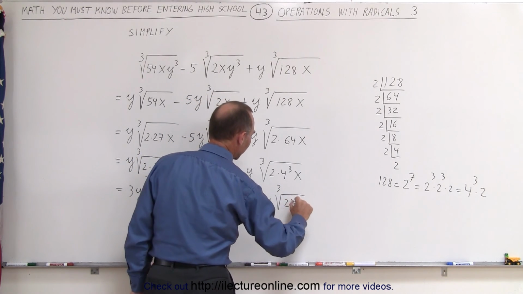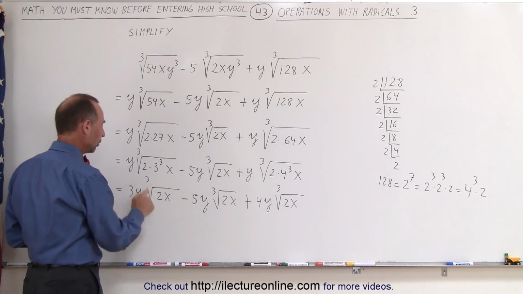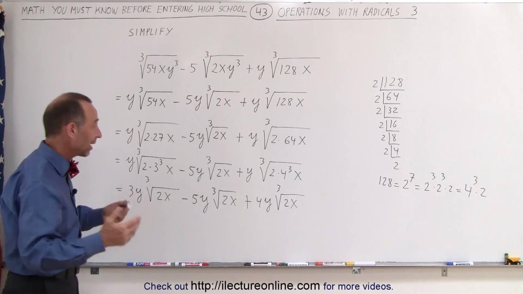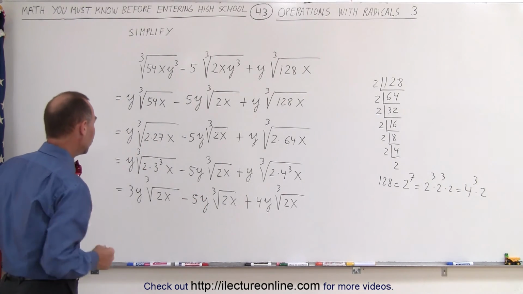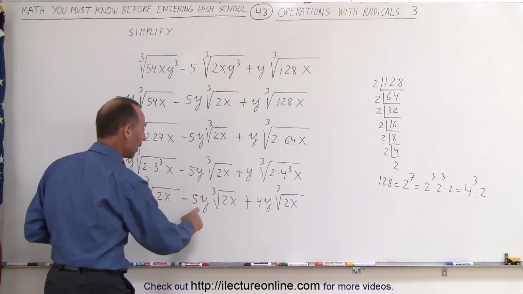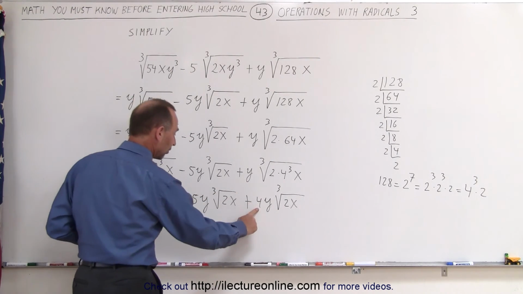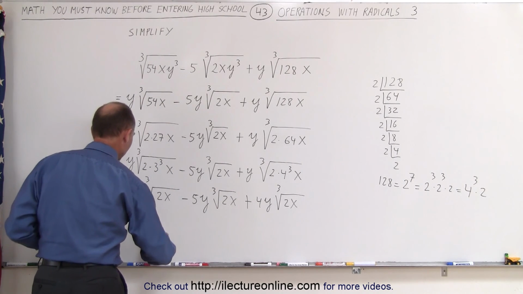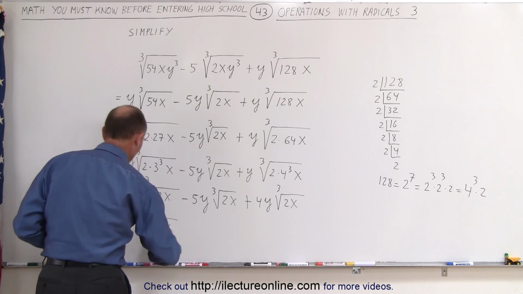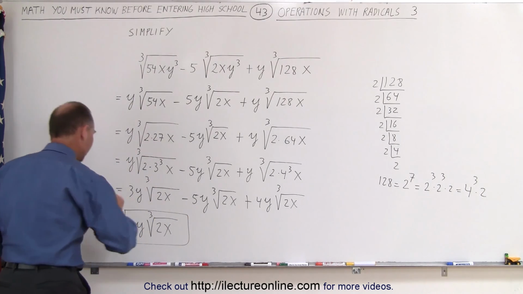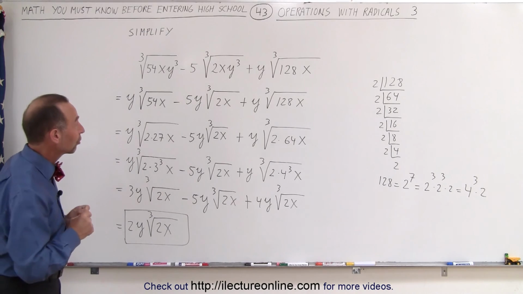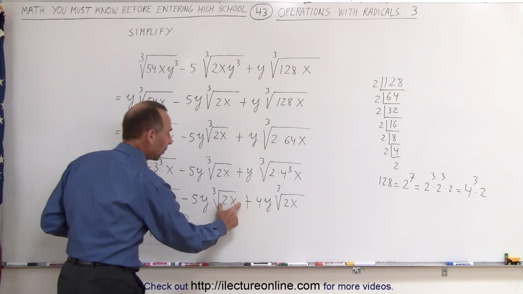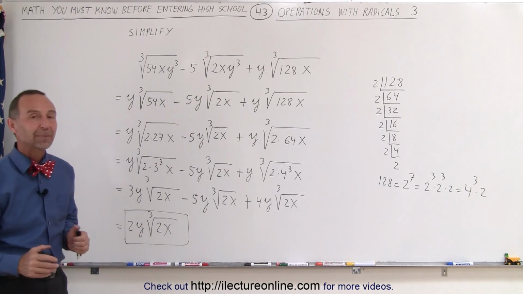Now notice we have the cube root of 2x, the cube root of 2x, and the cube root of 2x, which means we have the same radical, and we can now combine those. We have 3y minus 5y plus 4y. 3 plus 4 is 7, minus 5 is 2, and so we get 2y times the cube root of 2x, which is the final correct form of our original radical expression. So you can see you can combine radical expressions if the part underneath the radical is exactly the same, and that's how it's done.